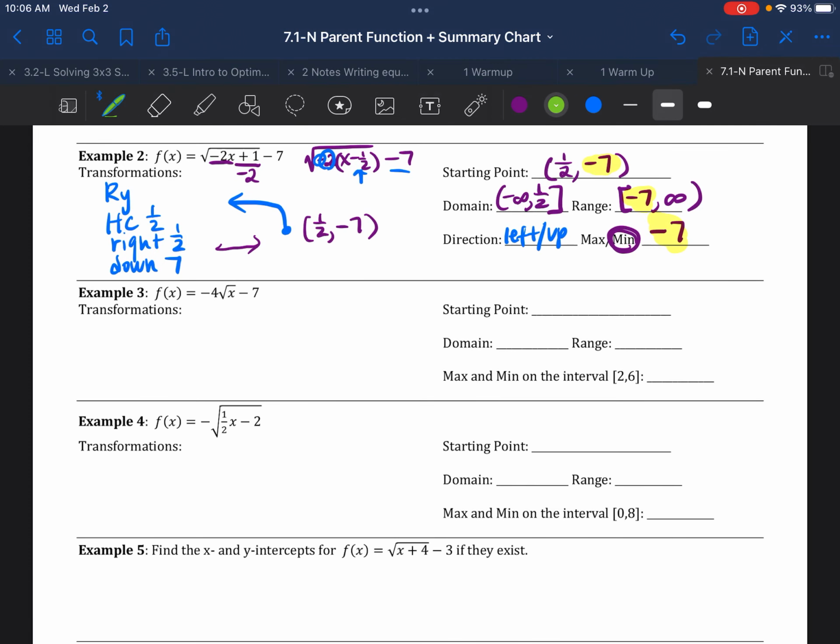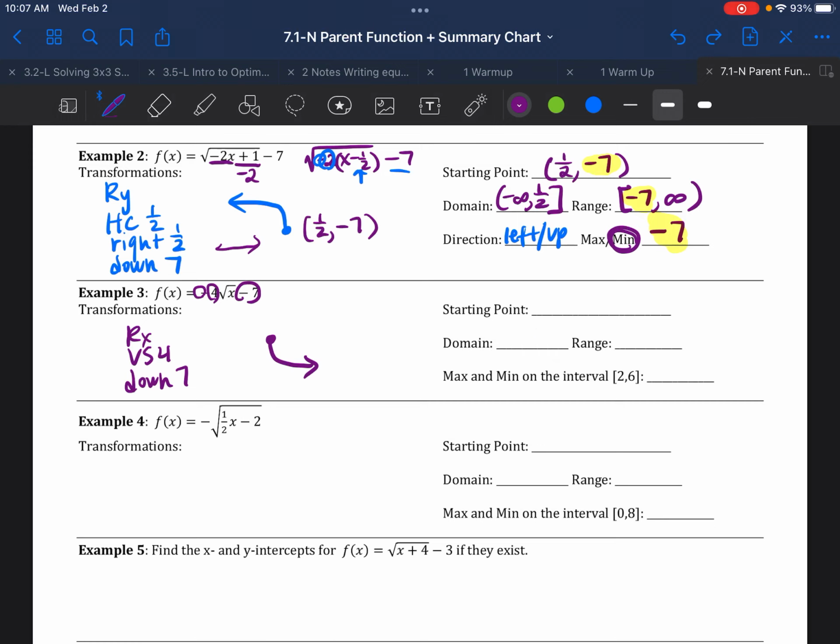Okay, example 3. We have nothing in front of the x to factor out, and so we have one transformation, which is our Rx, a vertical stretch by 4, no left or right. This -7 is outside the radical, so that is down 7. Okay, and so the Rx flips Squidward, our parent function, down, but he's still to the right. Oh, they don't ask for direction here. Don't write that.